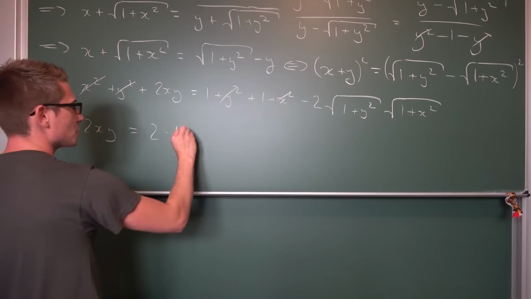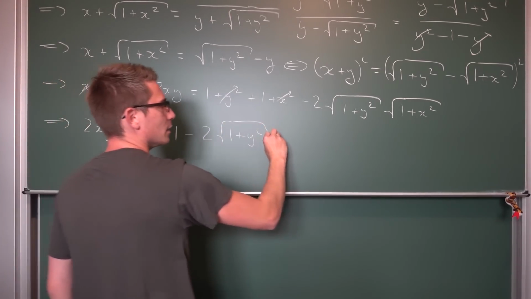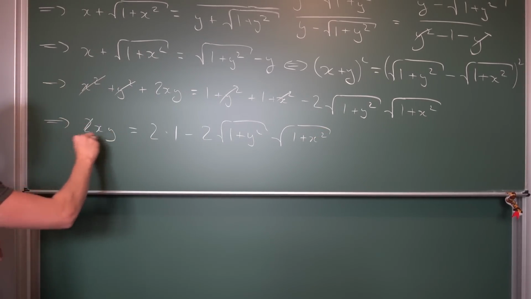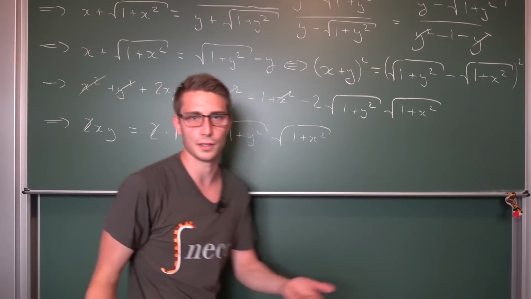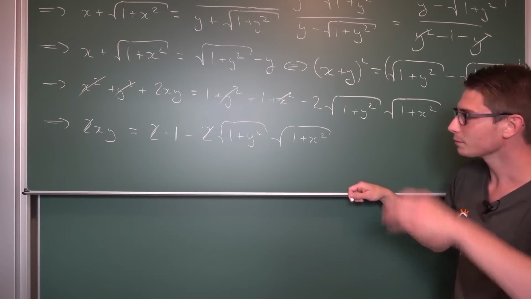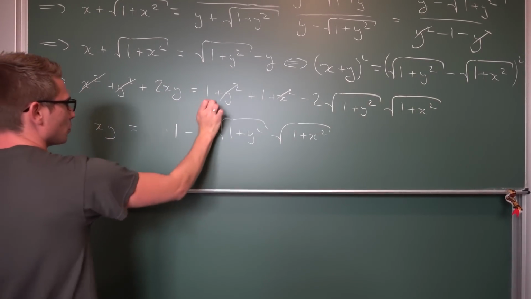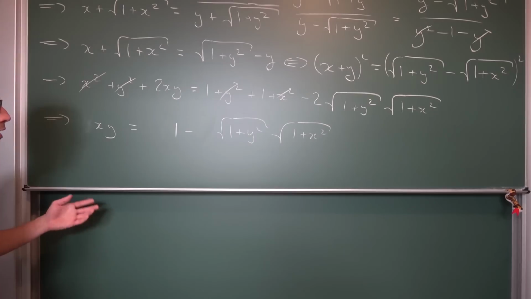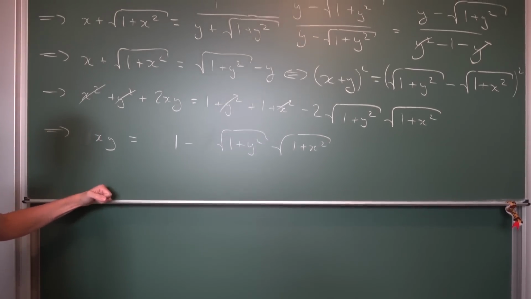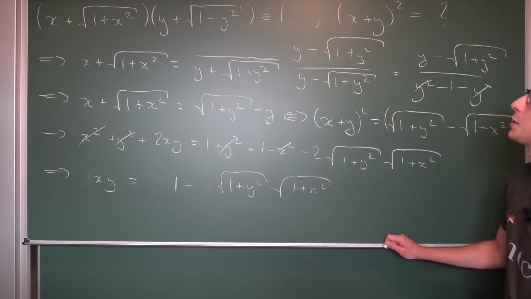So 2 is 2 times 1. I'm going to write it out like this. It's more apparent in a second. Minus 2 times square root stuff, the square root of 1 + x². We can factor out 2 on both sides and then cancel on both sides. This is good. Now we are at the point where we have x times y being equal to 1 minus square root stuff.